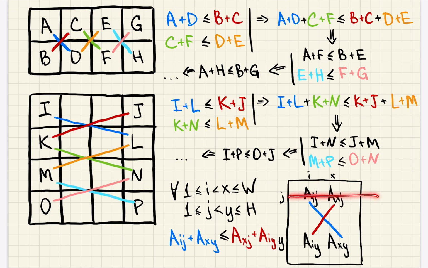So for any two rows and any two columns, the numbers on the intersection, the one in the upper left corner and the one in the lower right corner, their sum should be at most the sum of the other two.